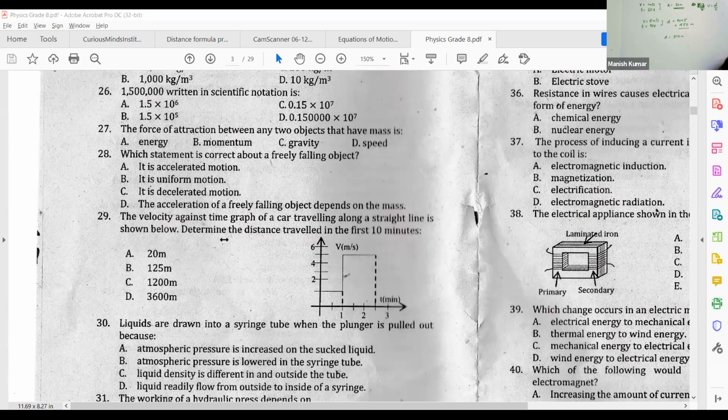Wonderful, wonderful. Right. So this option is not there.